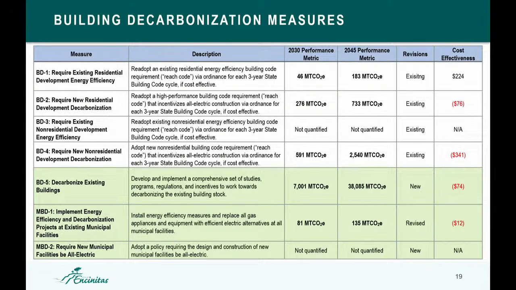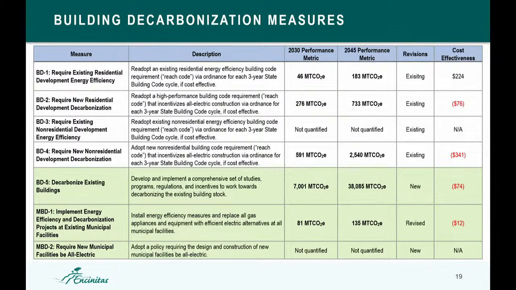Measure BD5 is a newly proposed measure, and this seeks to decarbonize existing buildings in the city. Decarbonizing buildings refers to transitioning natural gas appliances to all electric, and that would be done through developing and implementing a suite of studies, programs, regulations, and incentives. And I'll note that this measure has the highest emission reduction potential in 2045 of any of the measures in the Climate Action Plan update.